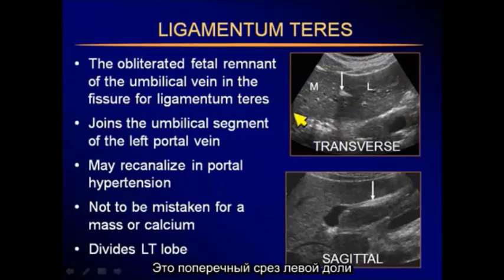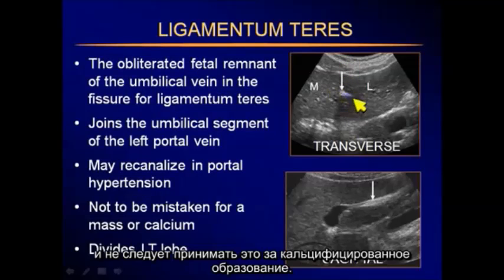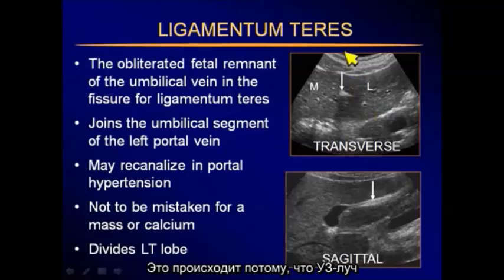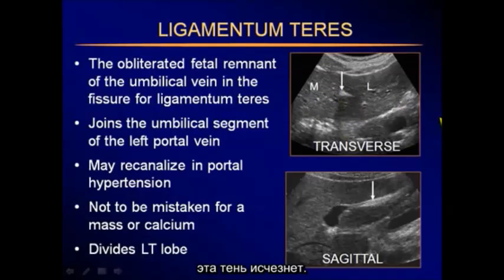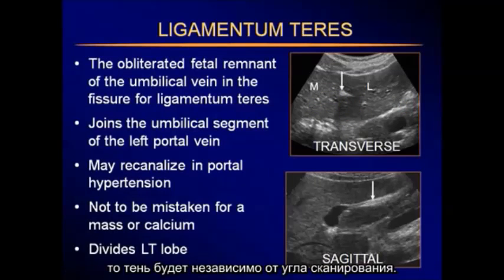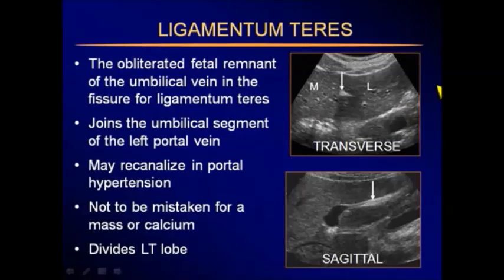This is a transverse section of the left lobe, and that becomes a divider of the left lobe into medial and lateral segments on a transverse scan. Also notice that there's some shadowing behind this. The reason it shadows is not because it's calcified, and this should not be mistaken for a calcified mass. It's because the ultrasound beam strikes this at 90 degrees, directly striking this fibrous cord, and that shadows behind it. As soon as you change the angle a little bit, that shadowing will disappear. If it was truly calcified, there would be shadowing no matter what angle you come from.